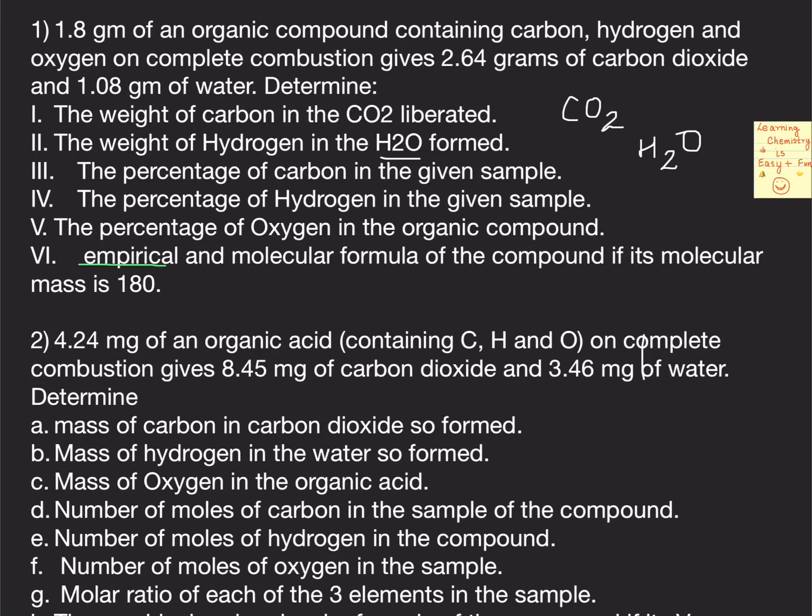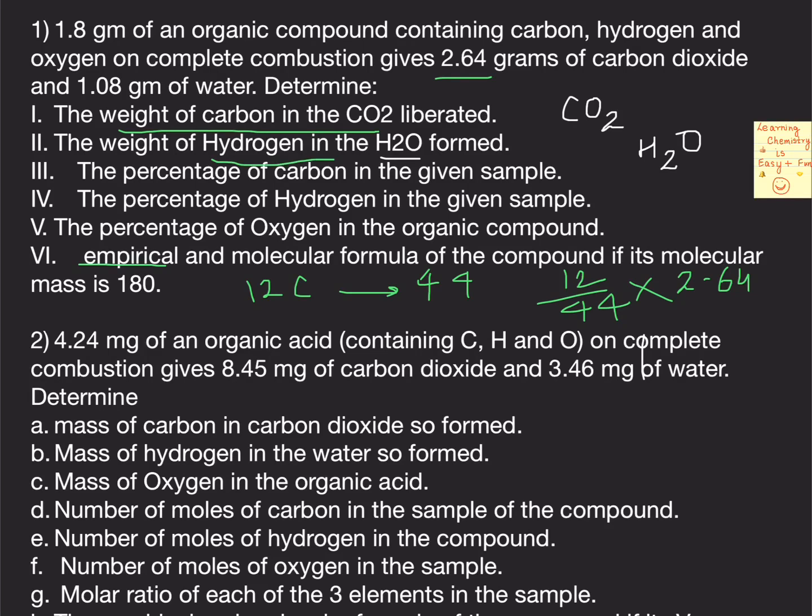For example, we're talking about the weight of carbon in the carbon dioxide. We know that the molar mass, relative molecular mass of carbon dioxide is 44, right? Now, in 44 parts of carbon dioxide, I have only 12 parts of carbon, correct? Very good. So, we have 12 by 44. Now, how many grams of carbon dioxide do I have over here? 2.64. So, in 2.64 grams of carbon dioxide, how much of carbon will be there? Simple. Same way, you can calculate the weight of hydrogen.